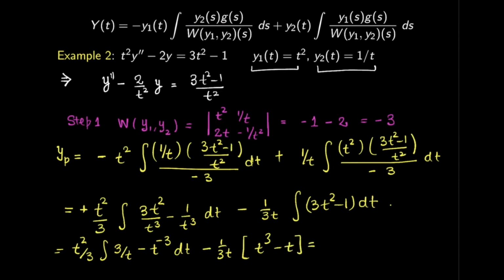Let's do this integration also. This is t square divided by 3. If you have 1 over t, it's going to be 3 natural log of t, and this is going to be positive 1 half t to the power negative 2, and then minus 1/3 t and t cube minus t. So this will be your particular solution for this differential equation.